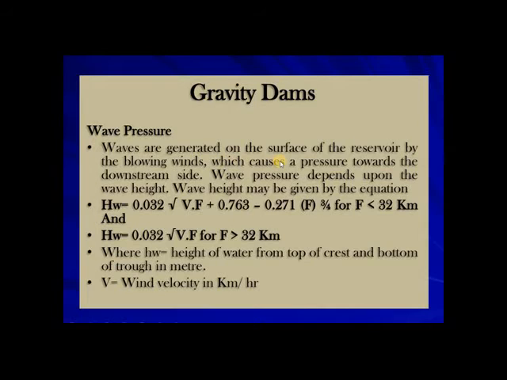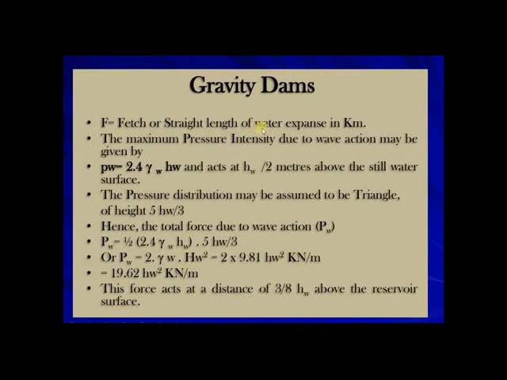Next is wave pressure. Waves generated due to winds on the surface of the reservoir cause a pressure towards the downstream side. Wave pressure depends upon the wave height, and the height may be given as this one, and B into F, where F is distance. This equation is valid for F less than 32 km, where V is the wind velocity in km per hour, and this equation is valid if the distance is more than 32 km. Wave height means the distance from the top of the crest of the wave to the bottom of the trough of the wave, in meters. F is the fetch, or straight length of water in kilometers, the water expanse.